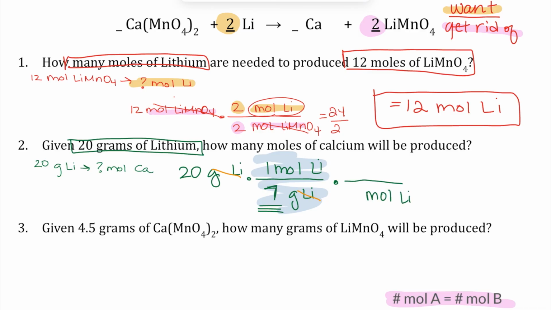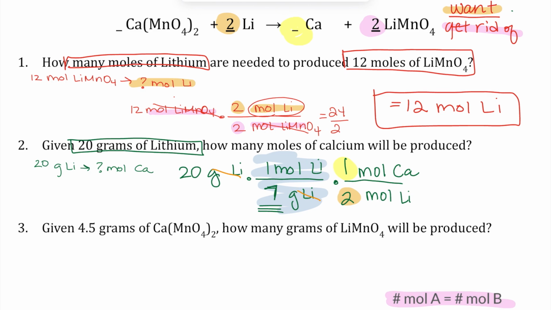I want moles of calcium, because that's what my problem asked me for. And I'm going to get those values from my balanced chemical reaction. So I've got 2 moles of lithium and 1 mole of calcium in that conversion factor. So again, the numbers are coming from our balanced chemical reaction.